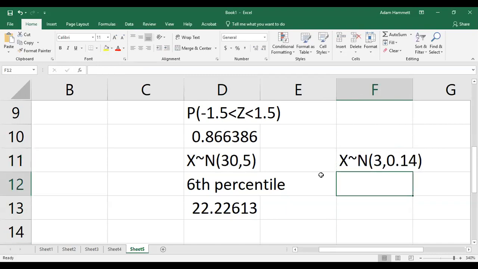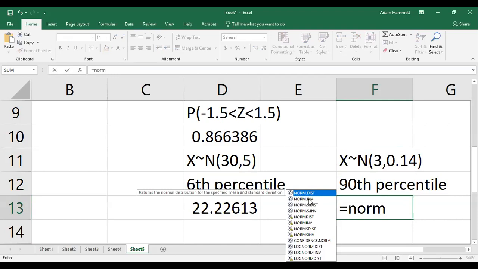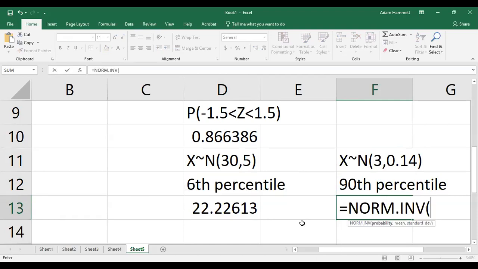Okay, and we wanted the 90th percentile. How do I get it? Well, I go equals normal inverse. And by the way, we could have converted all of these things to standard normal and done a similar thing, by subtracting the mean and dividing by the standard deviation and just using the standard normal. So what percentage do I want below this? Well, I want 90%. What's the mean? 3. What's the standard deviation? 0.14.